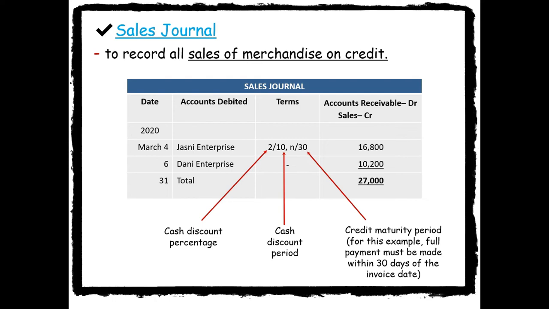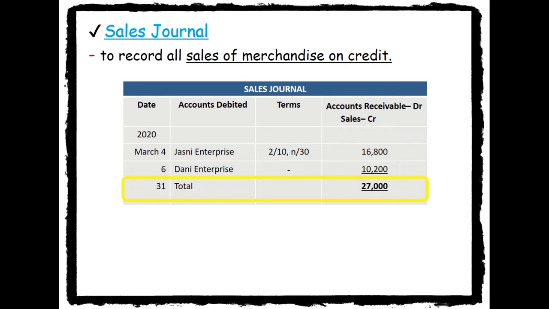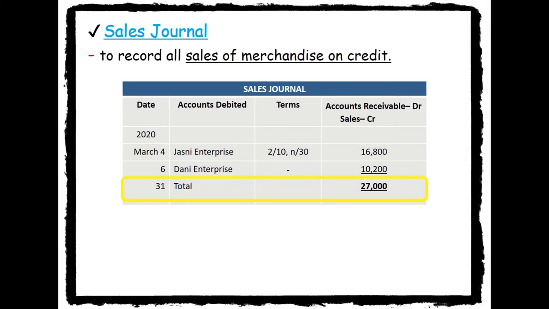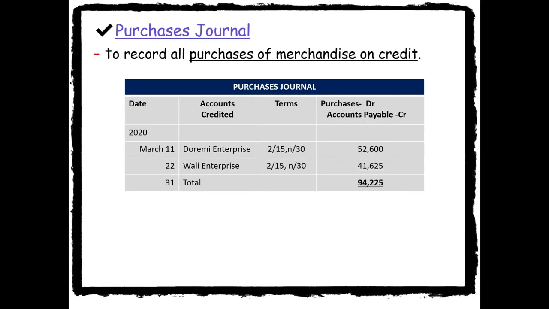The last column is to record the corresponding amount of the transaction. And lastly, we would sum up the amount of transactions at the end of the month. The total on 31st of March is 27,000. Next, let's look at purchases journal. We use purchases journal to record all purchases of merchandise on credit. This is the format of purchases journal.